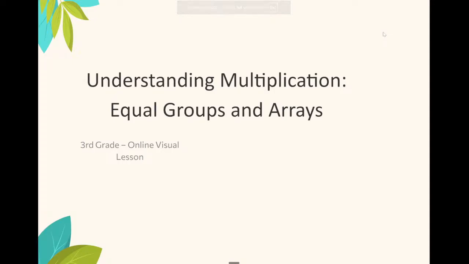Okay, so today we're going to be learning about multiplication, and we'll focus on understanding multiplication using equal groups and arrays. By the end of this lesson, you will understand what multiplication really means, how equal groups work, how arrays show multiplication, and how multiplication appears in real life.